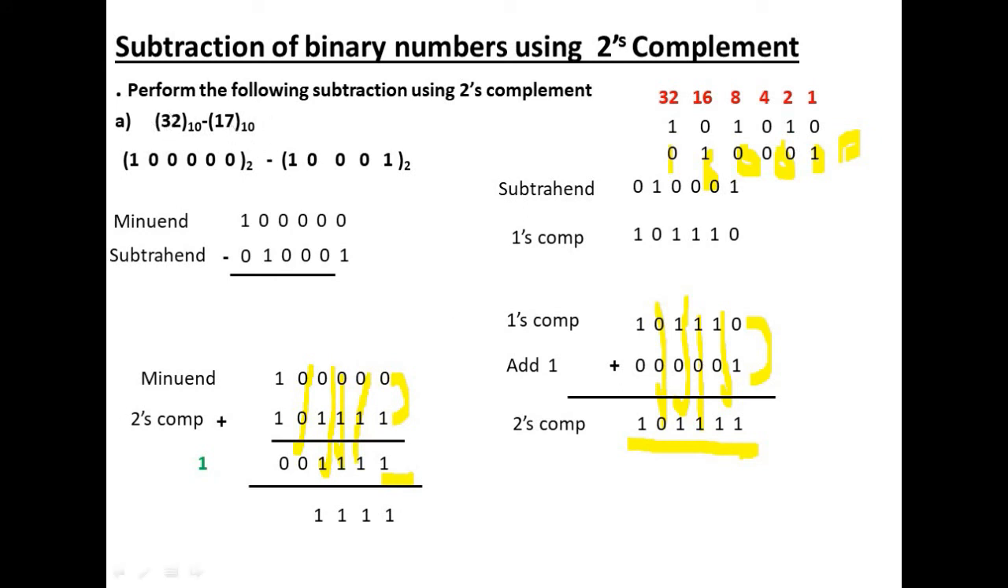32 minus 17 is going to give us 15. So we can check whether this result is equal to 15 or not. 1111 is 8 plus 4 plus 2 plus 1, equal to 15. It means we have found the correct result.